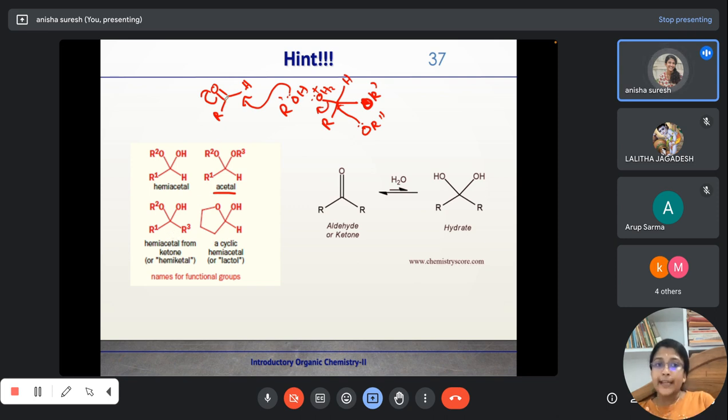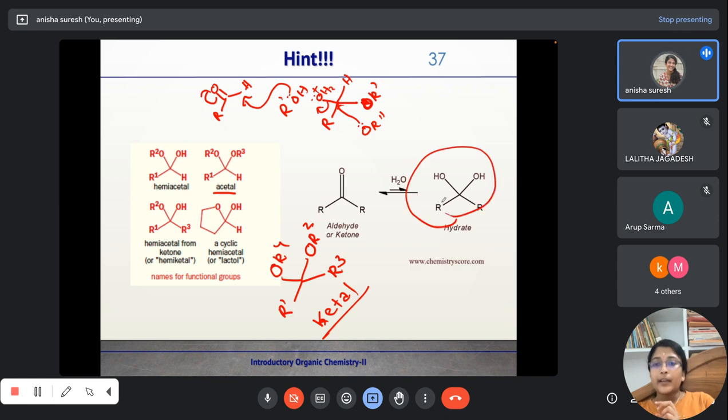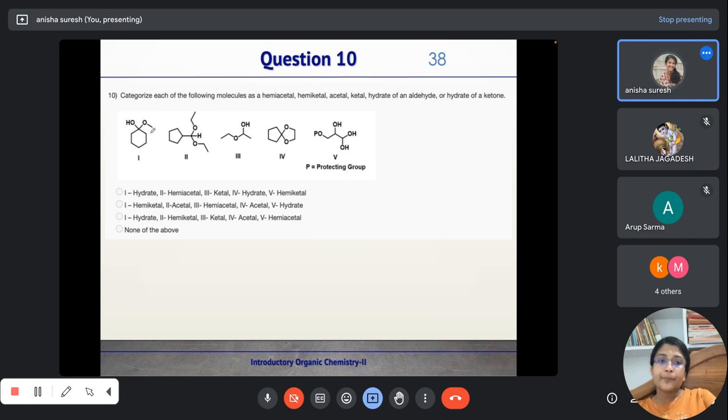Instead of an aldehyde, if alcohol is attacking on a ketone, it will lead to formation of hemiketal. And two alcohols attacking on the ketone, like this, R dash, R3, OR2, OR4, will be ketal. And this is the hydrate. Water molecules will be attacking and it will give hydrate. So we can see this was initially a ketone, and if methanol is attacking on it, it will lead to formation of this. So this will be hemiketal. So then this will be the initial compound.